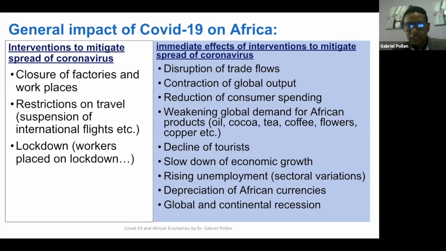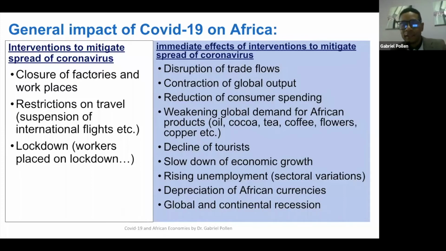We've also seen a decline of tourist numbers on the continent, obviously directly related to restrictions on travel. Then there's a slowdown of economic growth anticipated. For example, Zambia is projected to contract by as much as 5% by the end of 2020. And then there has been a concomitant rise of unemployment and substantial sectoral variation. So, depreciation of African currencies as well.